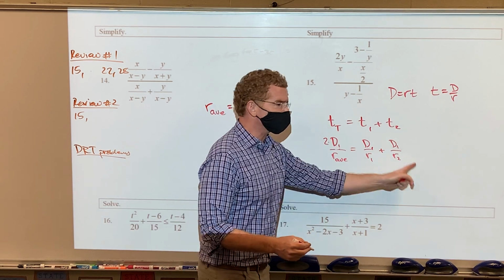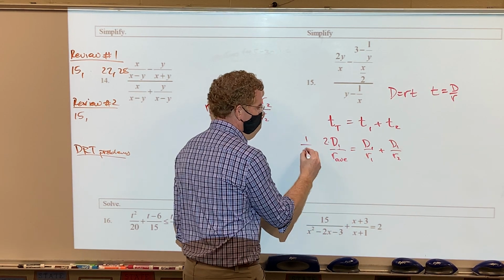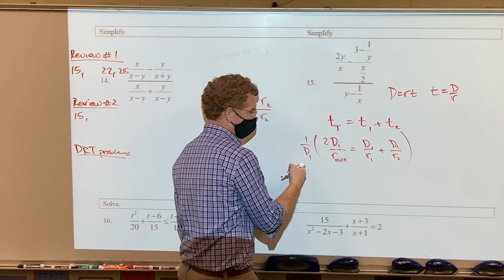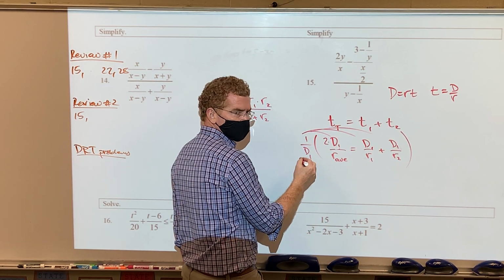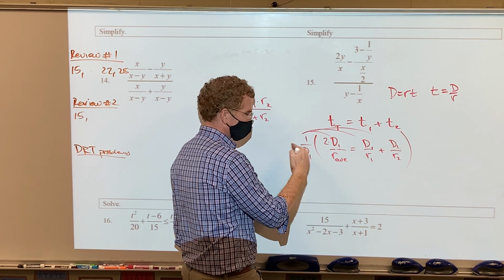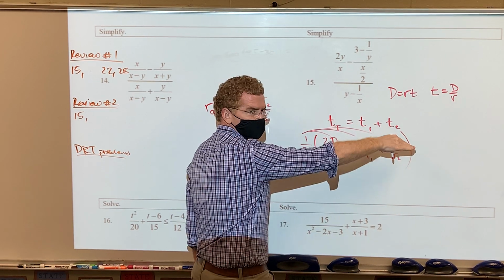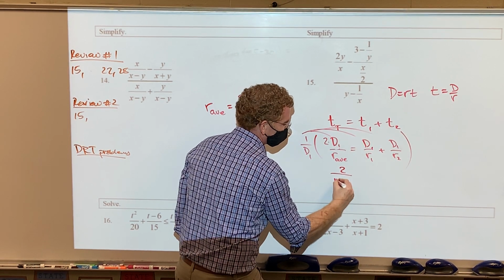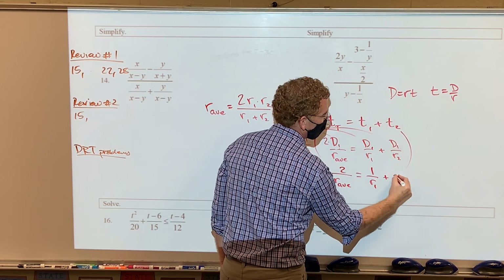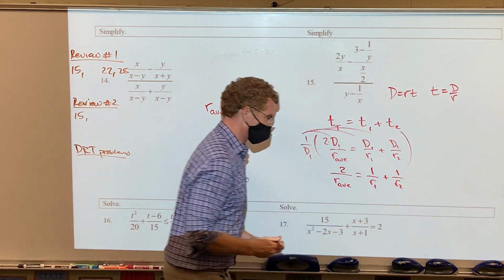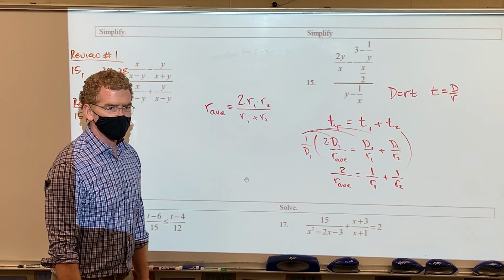Well, if they all have D's in them, what would happen if I multiplied both sides by 1 over D1? What happens? The D1s all cancel, leaving me this: 2 over average rate equals 1 over R1 plus 1 over R2. You with me on that?